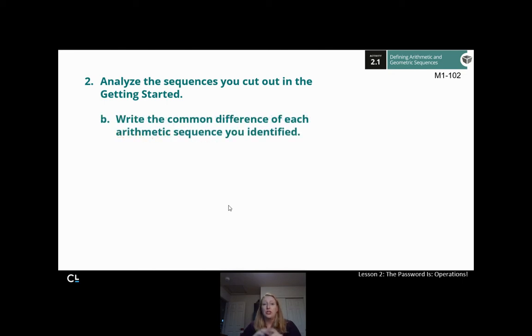What I'd like you to do now is just take them and analyze them a little bit deeper. I'd like you to list off here on page 102, on number 2, part B, just sequence B, give me the common difference, D equals. Remember, we're using D for difference. So I would like you to jot down each sequence and tell me what that common difference is. Remember, if you're adding, your common difference should be positive. And if you're subtracting, your common difference should be negative. Go ahead and hit pause to jot all that down, and then hit play when you're ready to check your work.